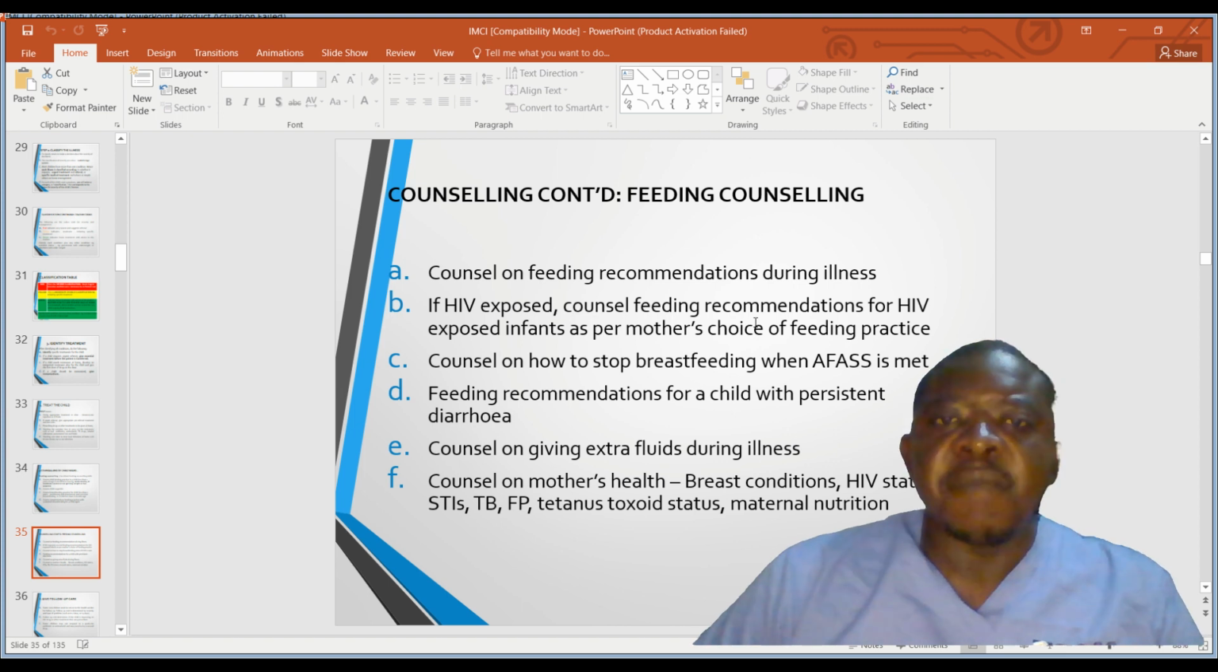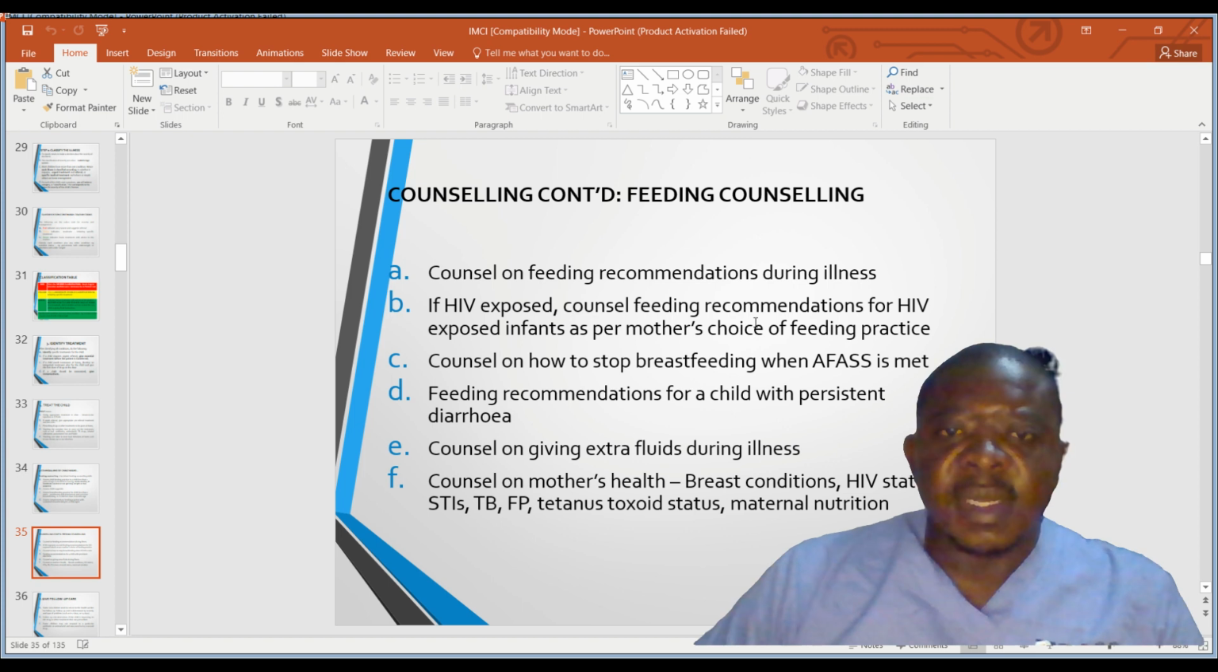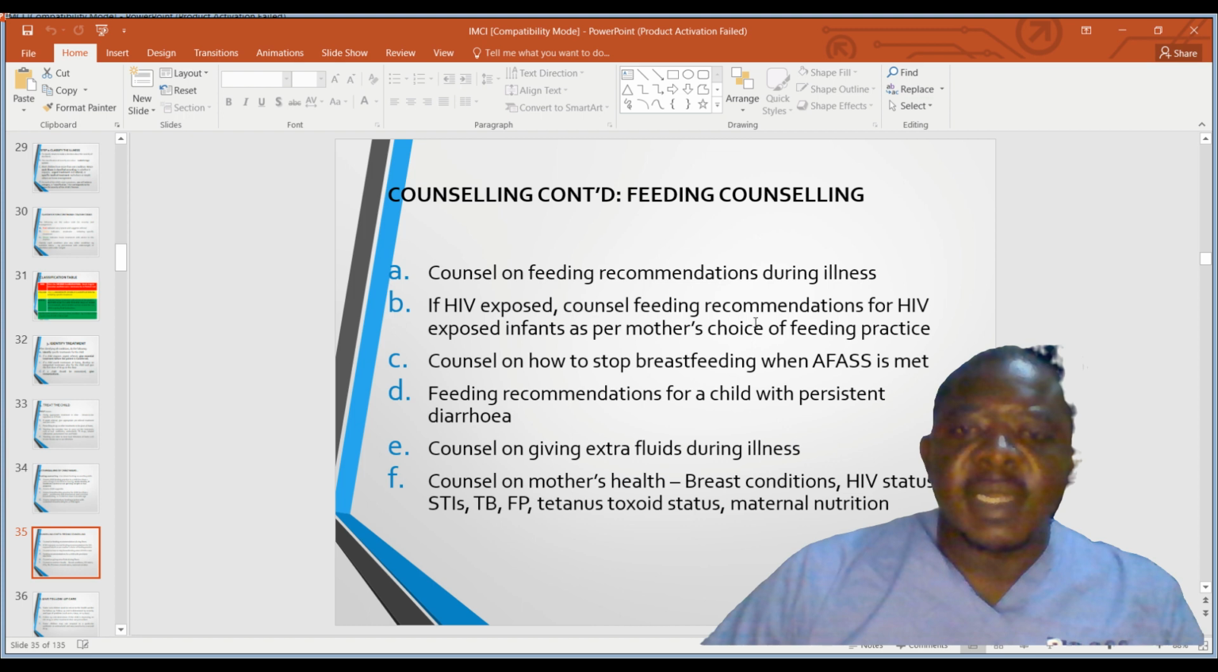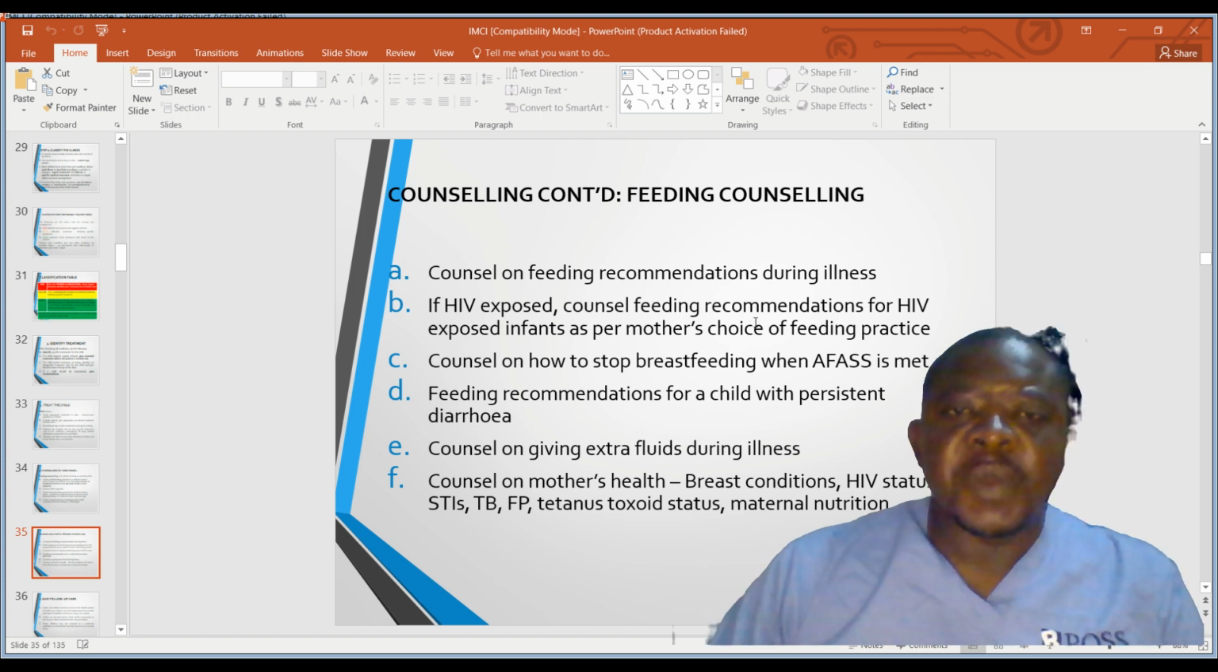Counseling can be to do with HIV for infants who are exposed. You can also counsel on how to stop breastfeeding when AFASS is met. Also feeding recommendation for a child with persistent diarrhea. You can also counsel on giving extra fluid during illness. Other counseling may be needed on the mother's health, breast condition, HIV status, and other immunization that the mother needs, like the tetanus toxoid.